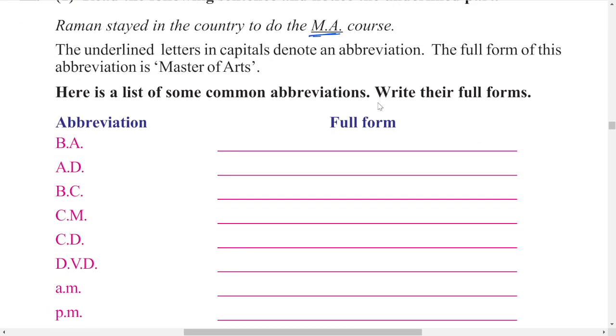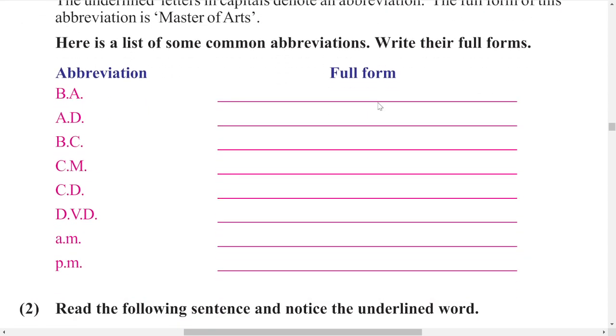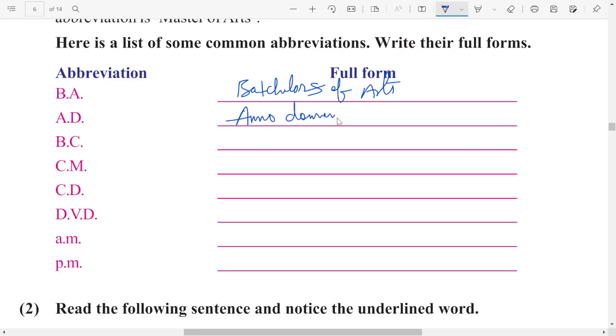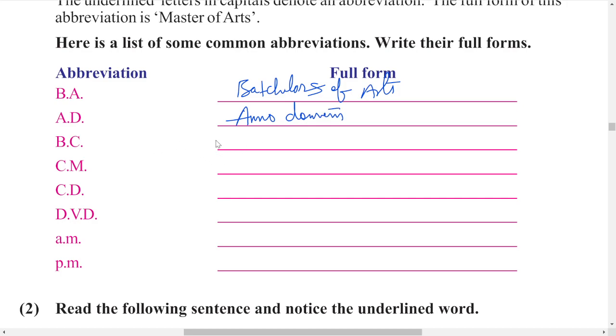So just like that, we have some of the common abbreviations we use regularly. So you have to write the full forms of all these. What is BA? Can anybody tell before I write the answer? Bachelor of Arts. Okay, so in graduation you get this one. Next one, AD. AD means Anno Domini.